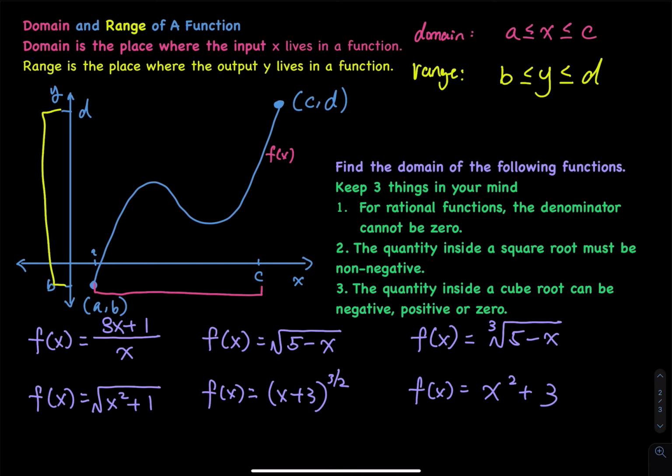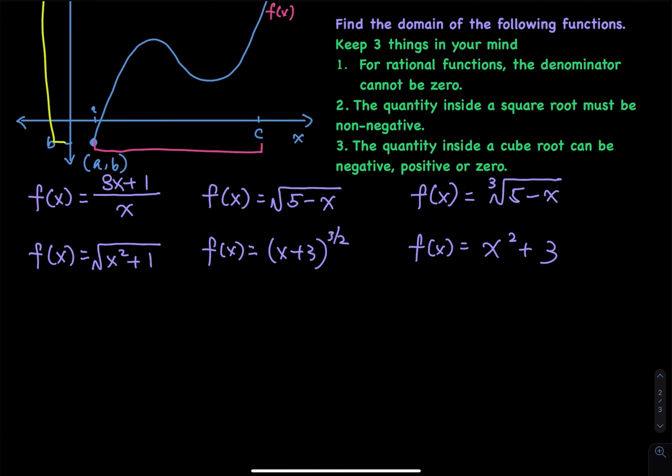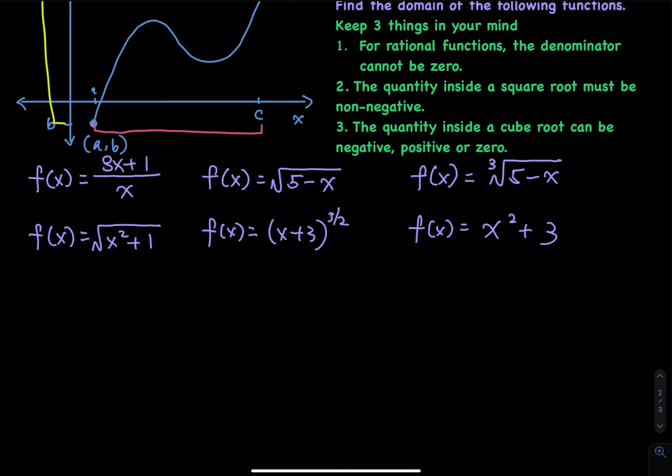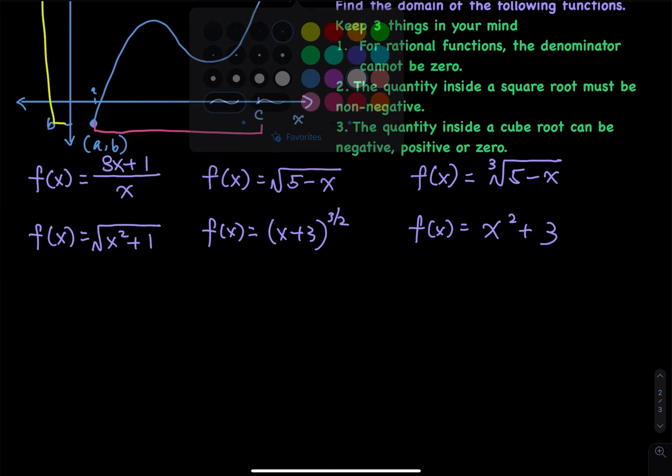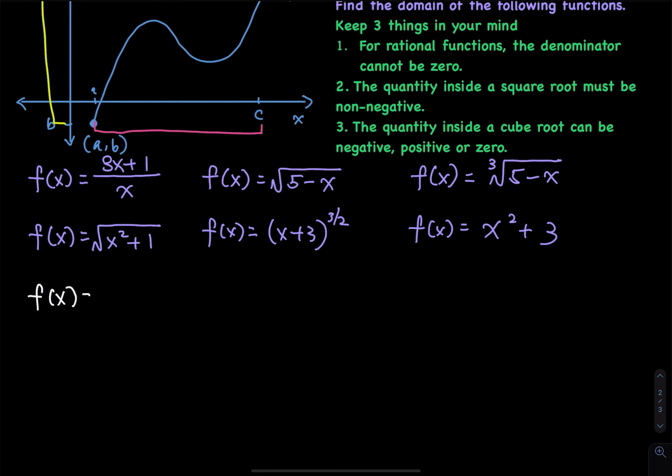So first of all, let's deal with the first one. The first one is f of x equals (3x plus 1) divided by x. This is a rational function. First thing first, we have to look at this x. We have to say that this x cannot be equal to 0. That is the first restriction.